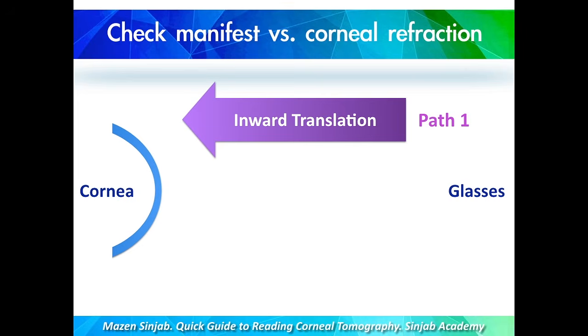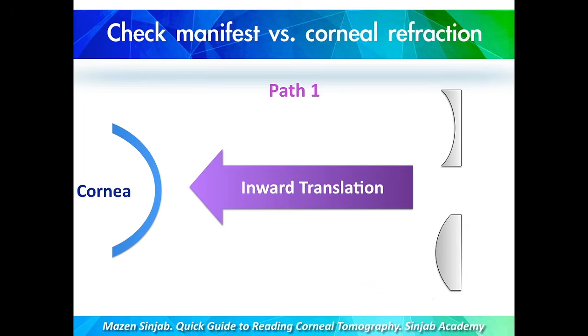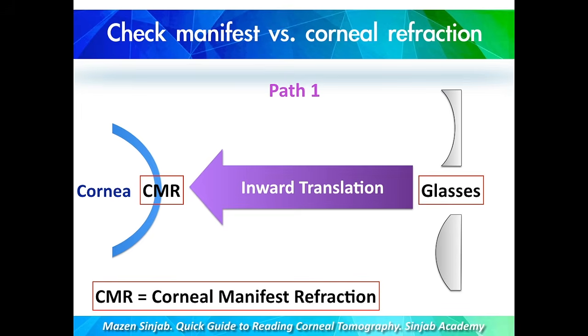Path number one is called inward translation. Path number two is called outward translation. Now starting with the first path, inward translation. In this path, we are going to translate the power of glasses or manifest refraction into the manifest refraction at corneal plane, and we call this corneal manifest refraction.